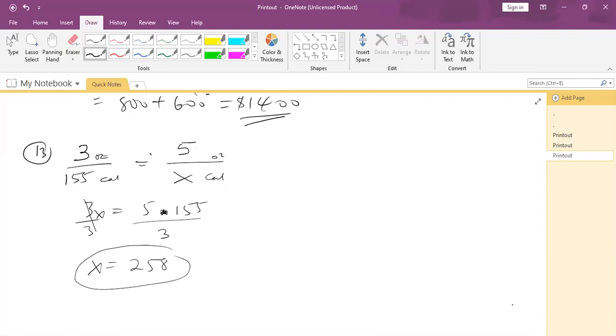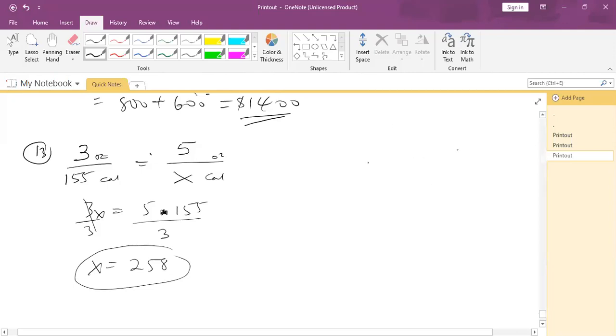All right, what do you think about number 14? A jogger travels X miles each morning. Which of these equations represent the number of days needed to jog 200 miles? So every morning, X miles. How many days will it take to jog 200 miles?